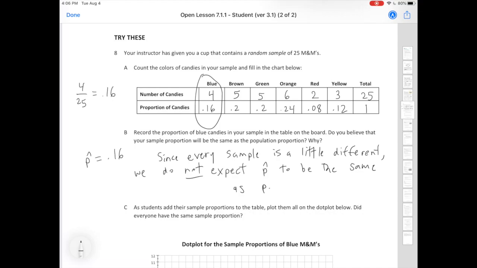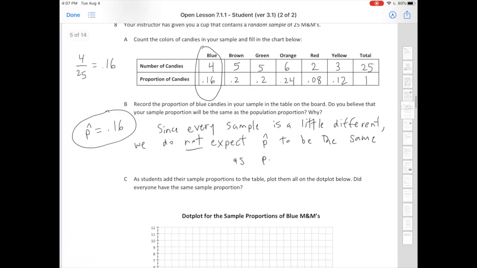Now, if we were in class, you guys would each fill out this table on your own. And so my p hat was 0.16, but you guys would each give me different p hats, right? One of you might get 0.20, another one might get 0.26, another one might get 0.28. Everybody should get a different answer here, okay? And then I could ask you to put these all on a board. So here's what I mean by that.